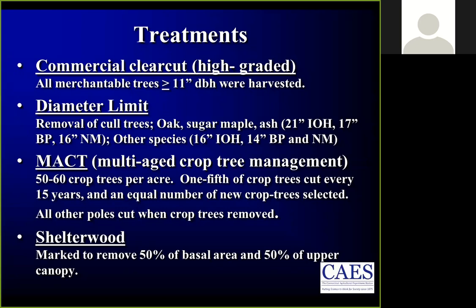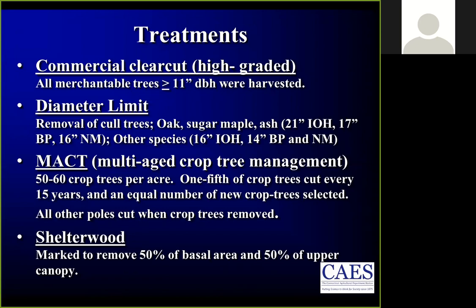All trees greater than 11 inches were harvested if it was all merchantable trees. So if it was a cull tree or junky tree, it was left behind. With a diameter limit, actually that was George Stevens who put this in, they would remove the cull trees. And then depending upon the site, for oak, sugar maple, and ash, we had a 21 to 16 inch diameter limit. And for the other species, it was a 16 to 14 inch diameter limit cut.